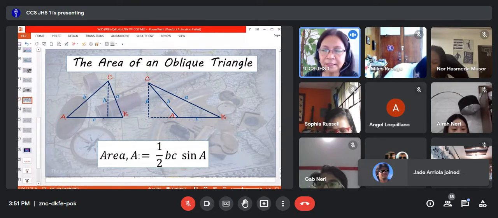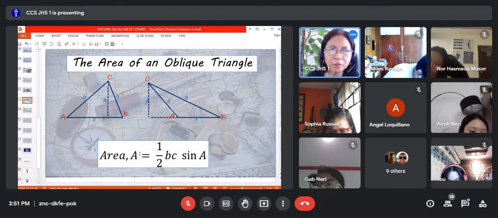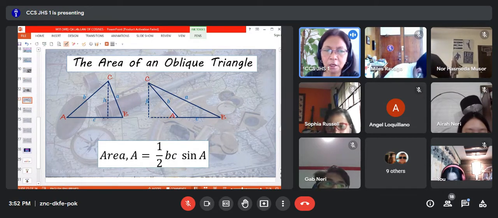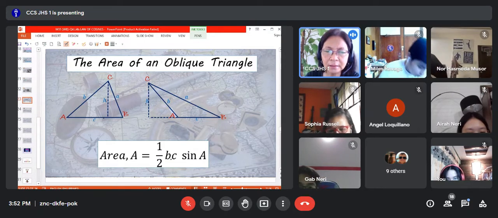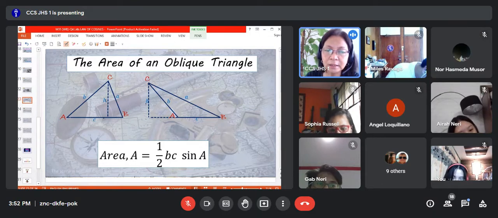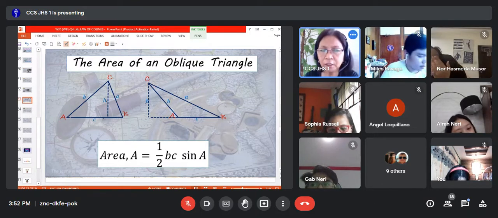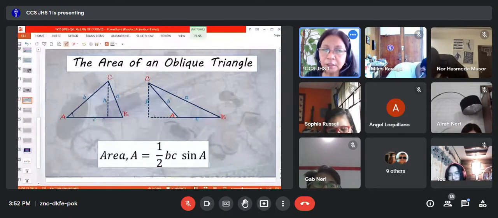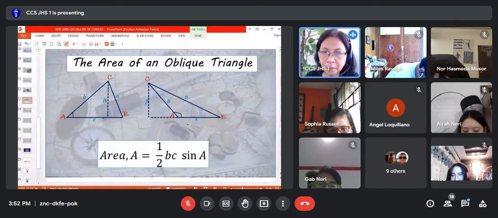Area is 1/2 BC sine A. How do we arrive at this formula? You can only obtain the area using side angle side. B and C are the lengths adjacent to angle A. So it is 1/2 of the product of the two sides times the sine of angle A. Even if your A is acute or obtuse, it is the same formula.